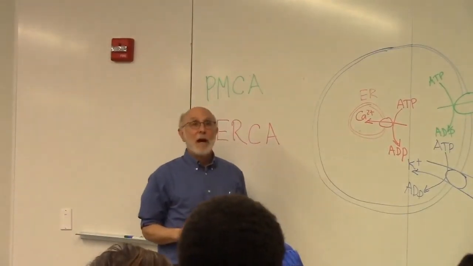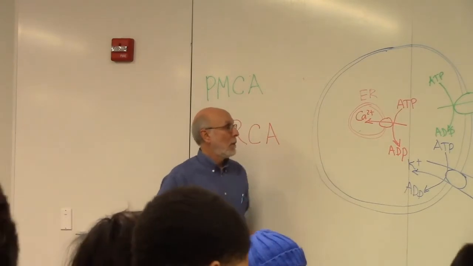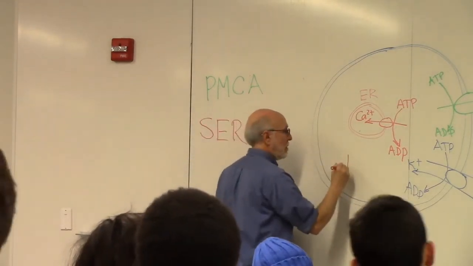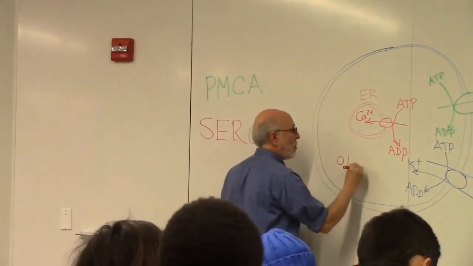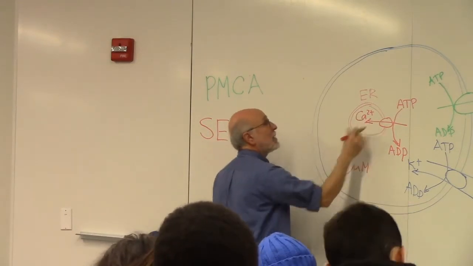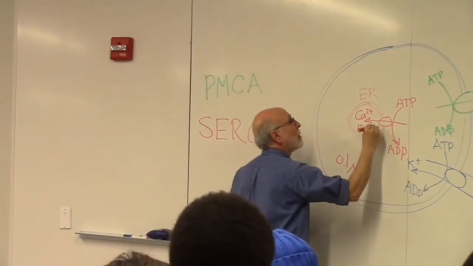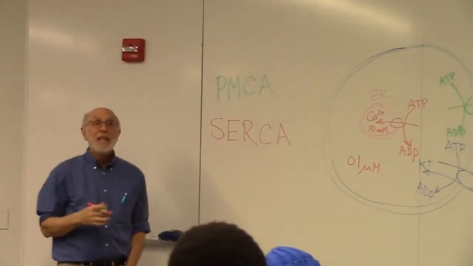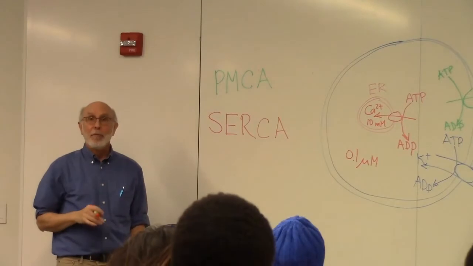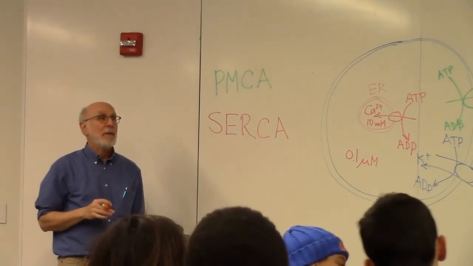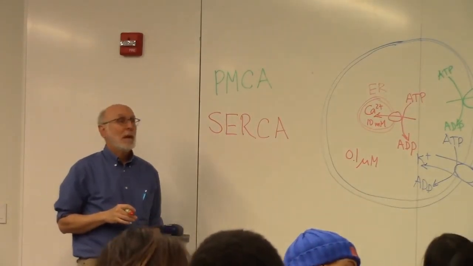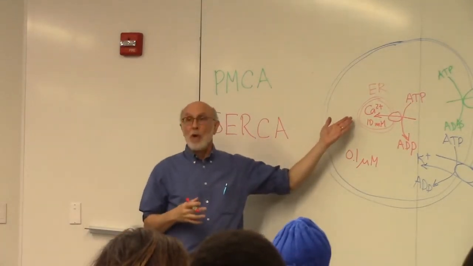Where is the calcium concentration low? Well, it's low. It's still 0.1 micromolar out here. In here, inside the endoplasmic reticulum, it can be on the order of 10 millimolar. The same endoplasmic reticulum that you learned about for protein translation is also a calcium store.